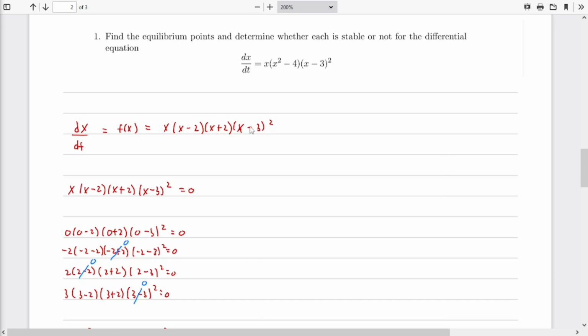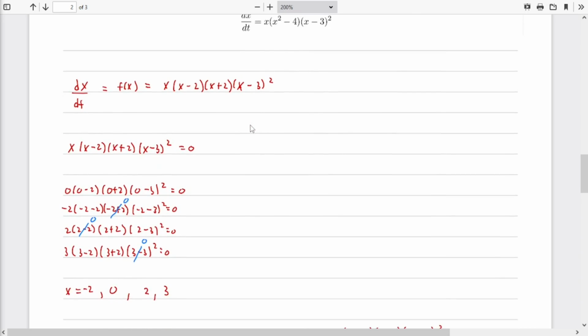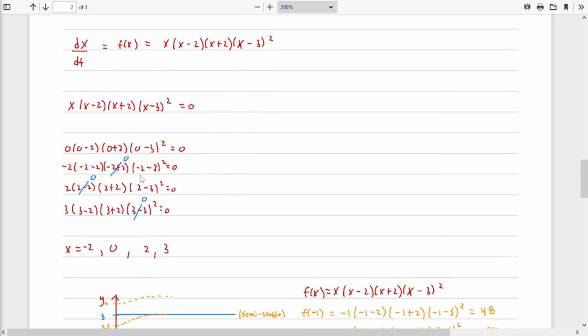And after that, we have to solve for x, whatever makes it equal to 0. I notice that in the original function, we have x squared minus 4, which could be factored into (x minus 2) and (x plus 2). So after some calculations, we find that the function is equal to 0 when x is equal to negative 2, 0, 2, and 3.